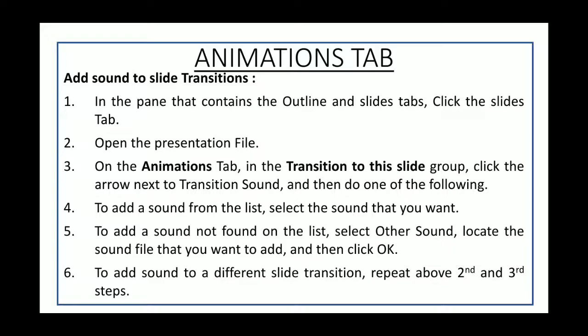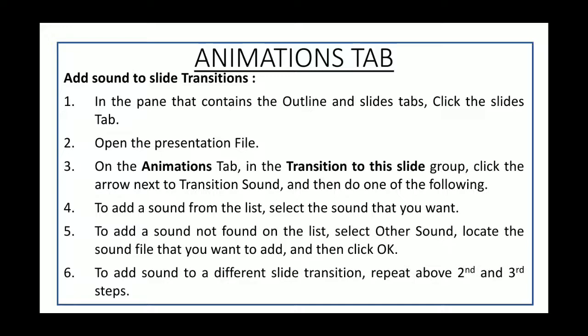You can select whichever sound you want. To add a sound from the list, select the sound that you want. There will be a list of sounds. Else you can set your own sound file to the PowerPoint presentation. That also you can do. To add a sound not found on the list, select Other Sound, locate the sound file that you want to add and then click OK. That sound will be applied to that transition.